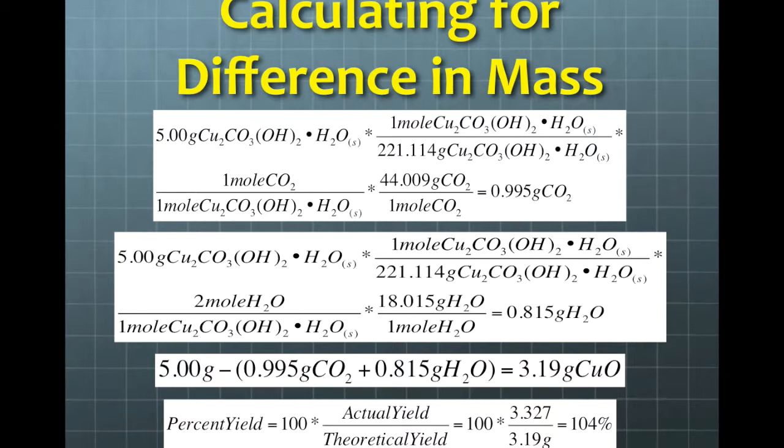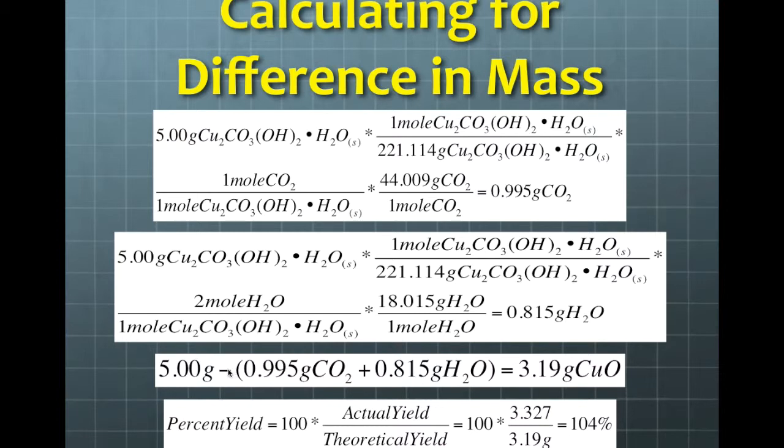To get grams of copper-2 carbonate hydroxide hydrate to grams of CO2 or water, we first change copper-2 carbonate hydroxide hydrate into moles using our molar mass. Next, we use our chemical equation to relate moles of copper-2 carbonate hydroxide hydrate to moles of CO2 and H2O. We then use each compound's respective molar masses to convert to grams. We find that the mass of carbon dioxide is 0.995 grams of CO2 and water is 0.815 grams of H2O.